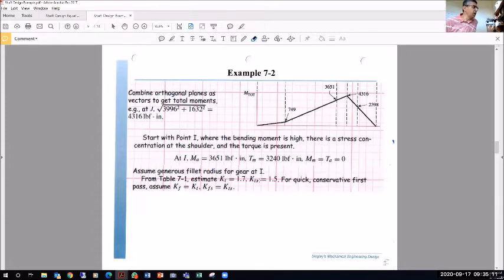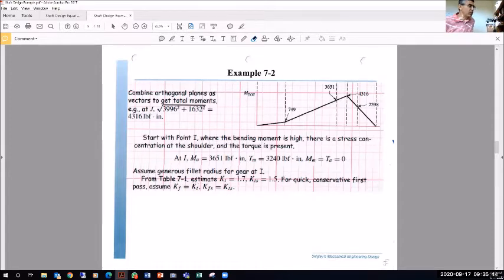What I'm going to do here is look at these numbers. If I take my starting point, where the bending moment is high, and there is a stress concentration at the shoulder, here are the numbers we picked from the diagram: the 3,651 at the shoulder, and the torsion of 3,240. I'm going to use my first iteration chart, or Table 7.1.